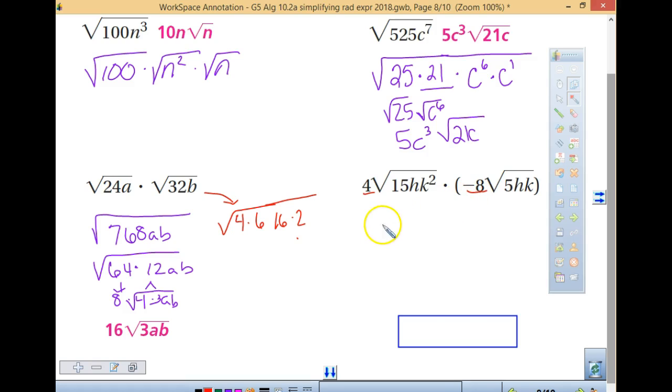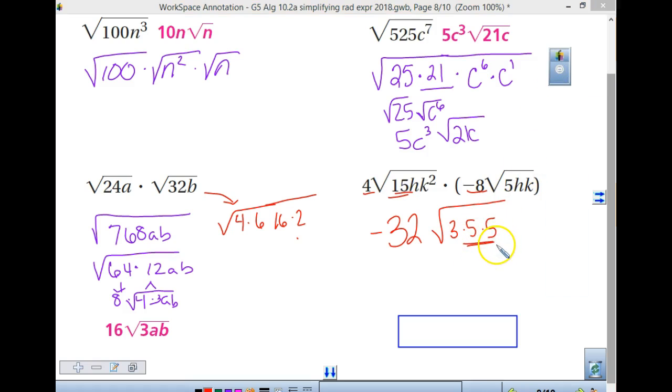Negative 8 times 4 gives us, you start multiplying, a negative 32. Underneath our square root, I get 15 and 5. 15 I might want to factor as 3 times 5, and then I have another 5. The reason I'm factoring is if I have these two 5s, I know the square root of 5 times 5 is simply 5. I have h to the first and h to the first, which gives me h to the second. And I'm going to leave this as k to the second and k to the first. Do you see why I want to leave it as k to the second and k to the first? Because I can find the square root of k to the second.